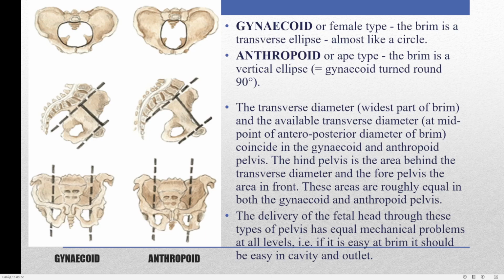The hind pelvis is the area behind the transverse diameter, and the forepelvis the area in front. These areas are roughly equal in both the gynecoid and anthropoid pelvis. The delivery of the fetal head through these types of pelvis has equal mechanical problems at all levels. If it is easy at the brim, it should be easy in the cavity and outlet.